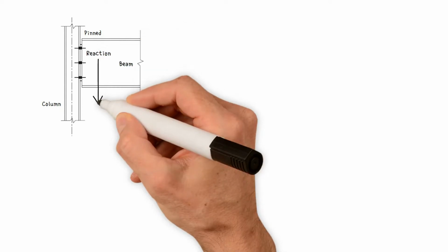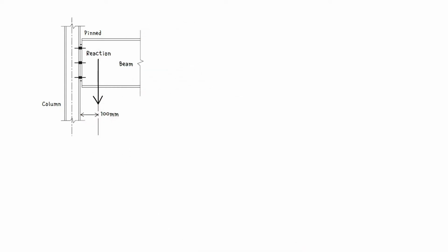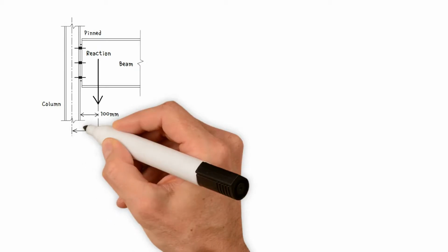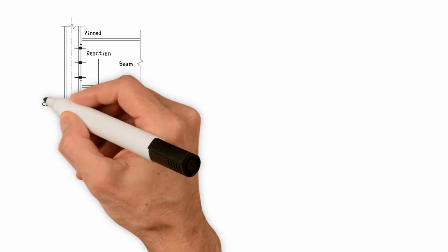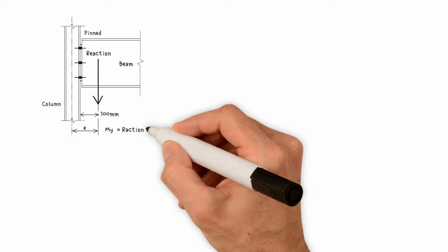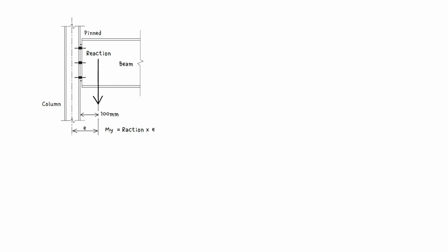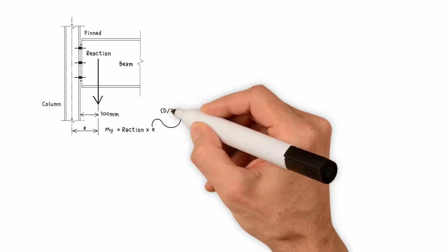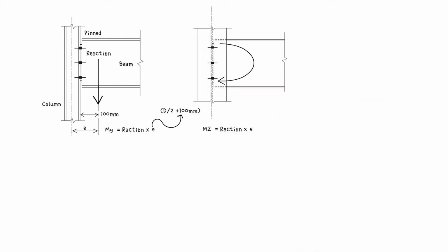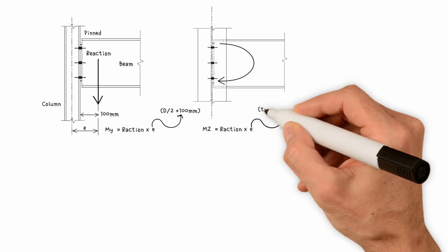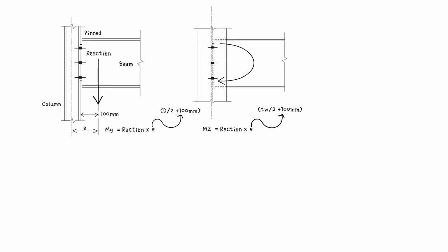The beam reactions are assumed to act at a distance of 100 mm from the face of the column. The eccentricity is causing bending about the y-y axis of the column. The bending about the y-y axis of the column equals design beam reaction times eccentricity, where the eccentricity equals half the depth of the column plus 100 mm. For bending about the z-z axis, the beam reaction is assumed to act 100 mm from the face of the column web, giving an eccentricity of half web thickness plus 100 mm.